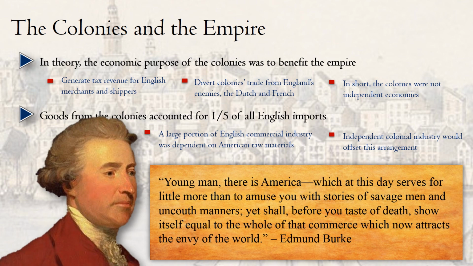One of them's name is Edmund Burke. And we're going to hear some more about Edmund Burke as we get closer and closer to the revolution. He says to Parliament, "Young man, there is America, which at this day serves for little more than to amuse you with stories of savage men and uncouth manners, yet shall before you taste of death show itself equal to the world of that commerce which now attracts the envy of the world."